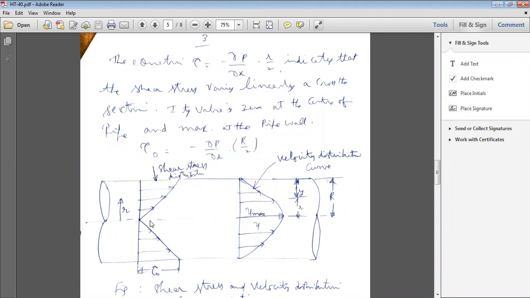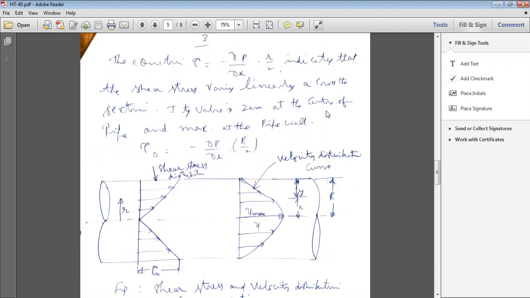Its shear stress value is 0 at the center of the pipe and maximum at the pipe wall. Pipe wall means small r is equal to capital R, where the shear stress is maximum. Here also small r is equal to capital R, so shear stress is maximum. How do you calculate its maximum value?